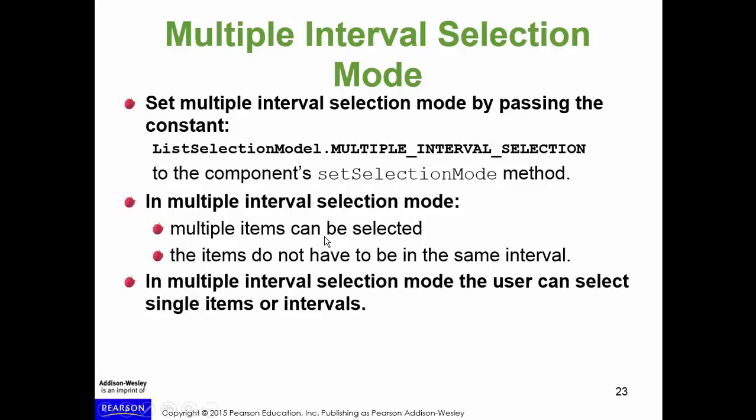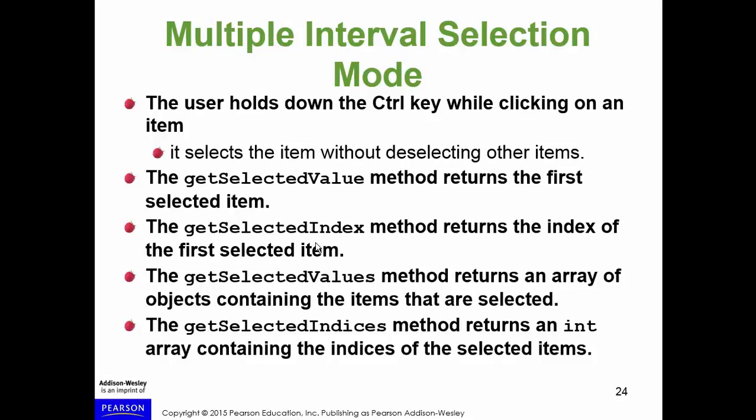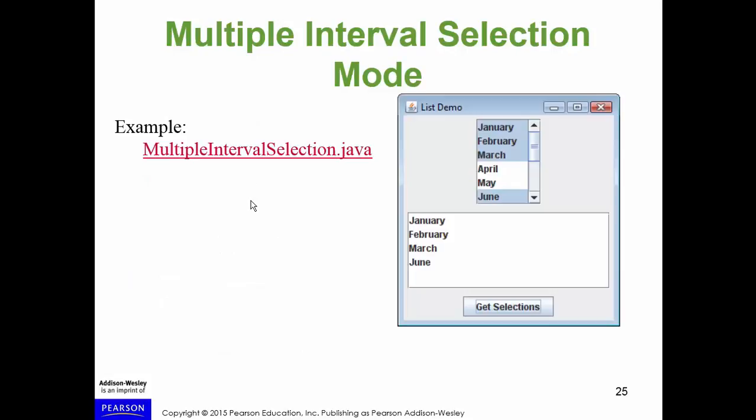Again, you can set it up for multiple, same stuff that we talked about earlier. With multiple, as it says, you hold on to the control key and you can click. They can be contiguous or non-contiguous. Otherwise, it pretty much works the way we just saw with single selection. Here's an example. So you'd select the ones you want, you click Get Selections, and boom, there it is.